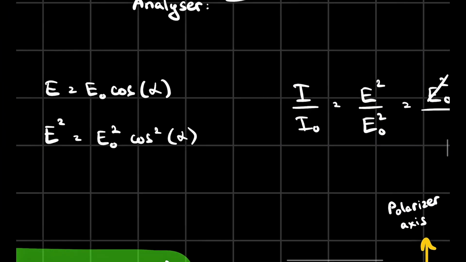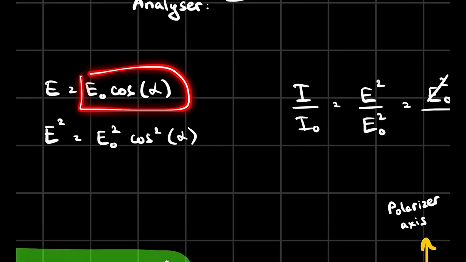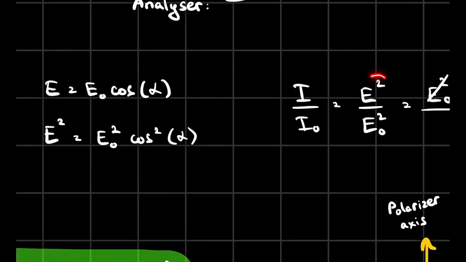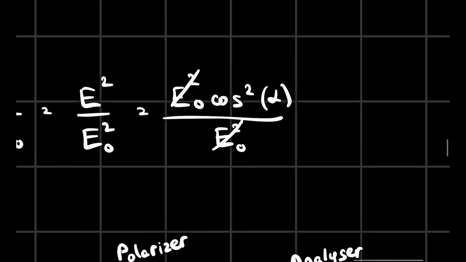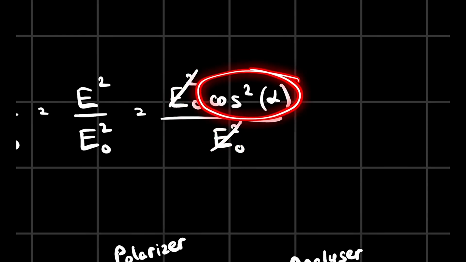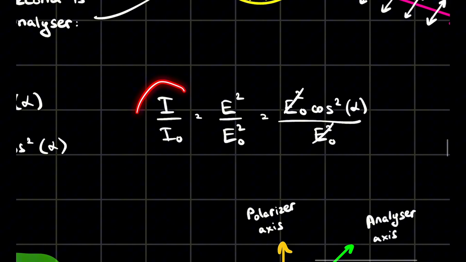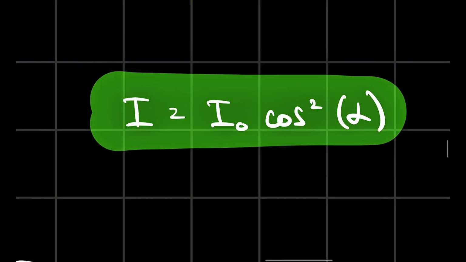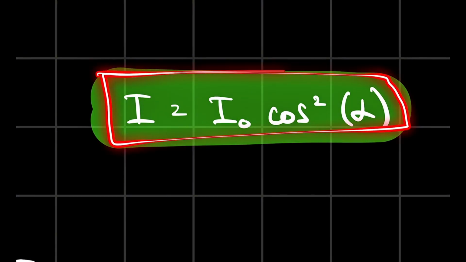Instead of the electric field itself, we can put this formula, because here we have the squared electric field. We can open it up with this formula. You can see that at the top we have electric field 0 squared times cosine squared alpha, and below we have electric field 0 squared, so we can cancel those two out. At the top we have only cosine squared alpha, and here we still have our intensity, so our formula would look like this. This is the Malus law formula.